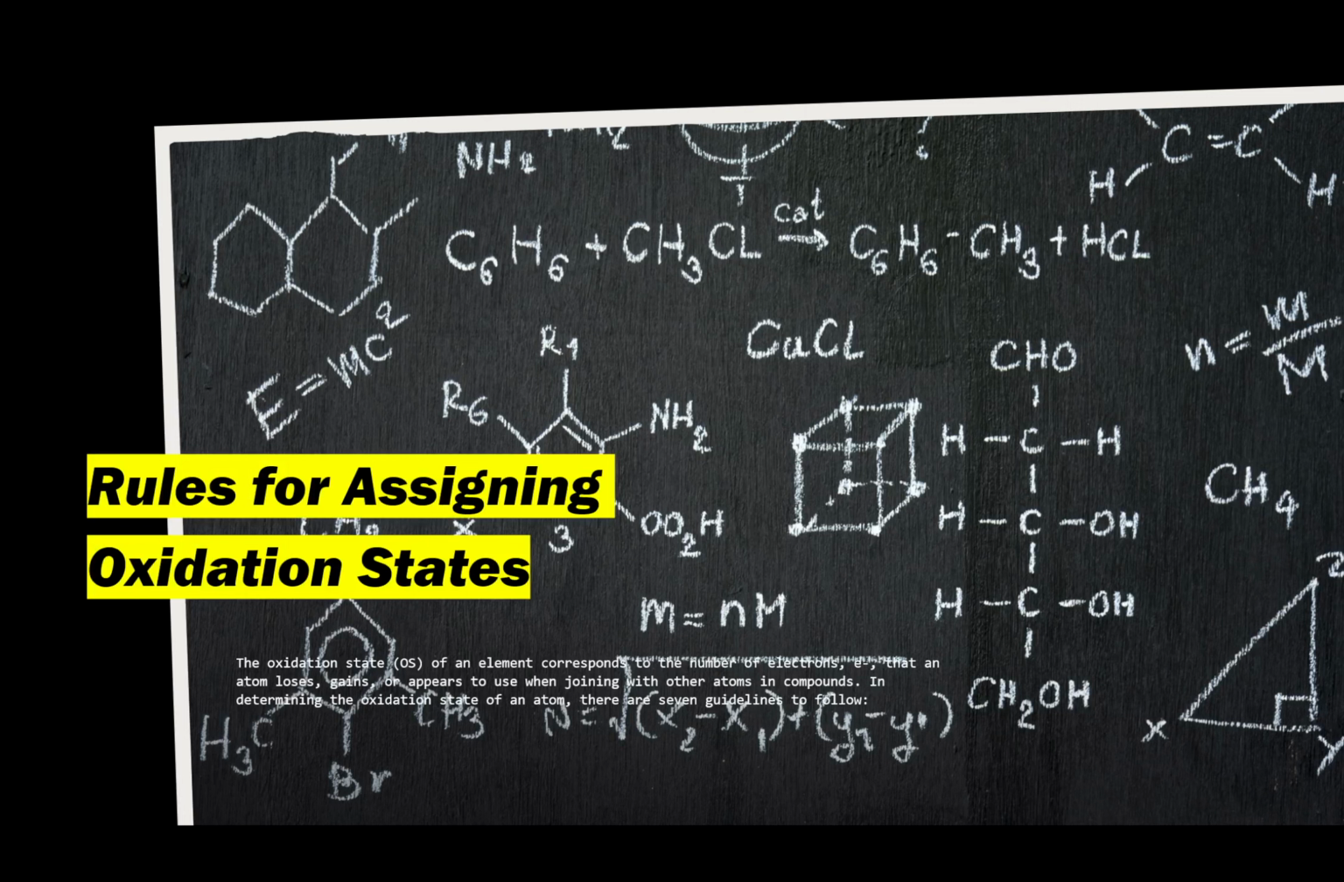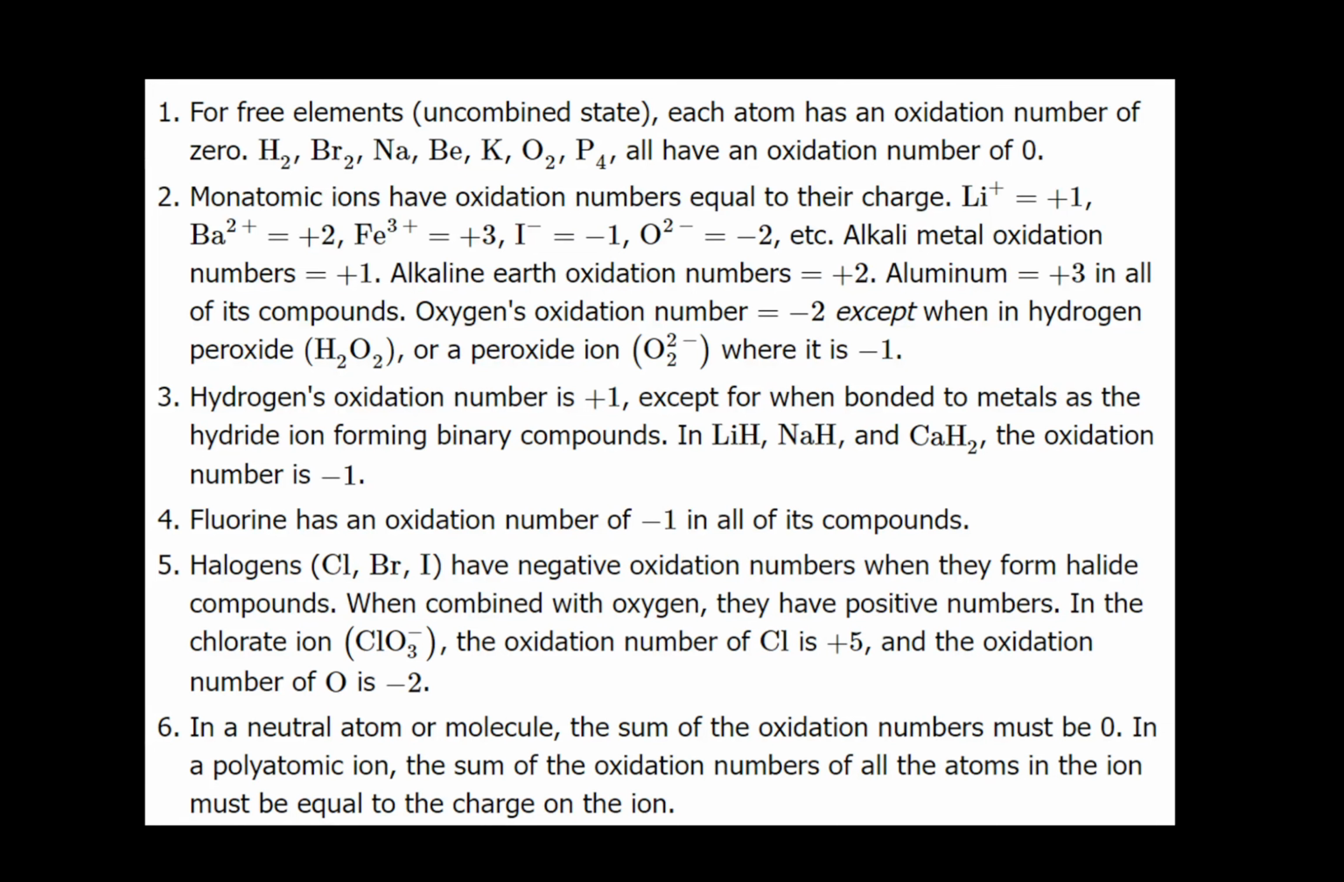We must understand, sorry, let me just say this. We're just going to be recapping what we did in CSEC, right? So the rules for assigning oxidation states. The oxidation state of an element corresponds with the number of electrons that the atom loses or gains or appears to use when joining with other atoms in compounds. In determining the oxidation state of an atom, there are several guidelines that we need to follow. It's six here, but it's several guidelines.